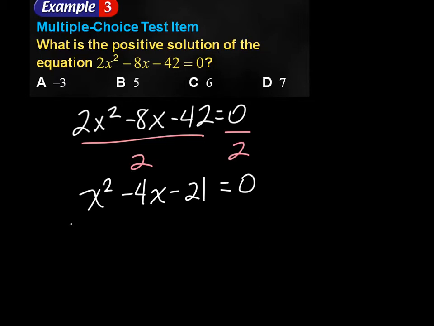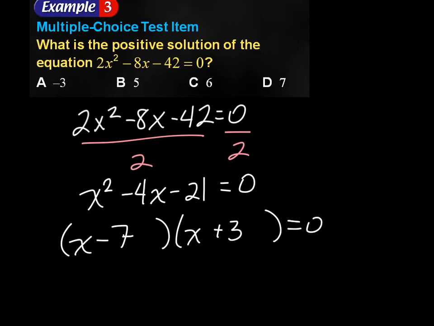And now I need factors of negative 21 that give me a sum of negative 4. So negative 7 and positive 3 work. So my two roots are 7 and negative 3. The question asks for the positive root, so our answer is going to be 7.